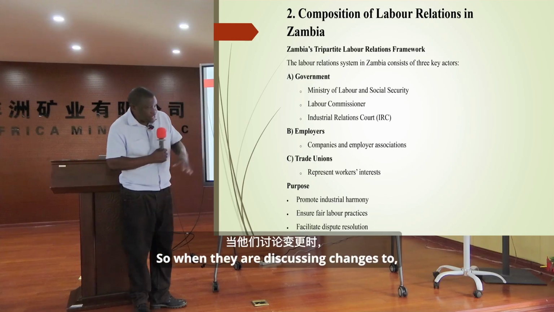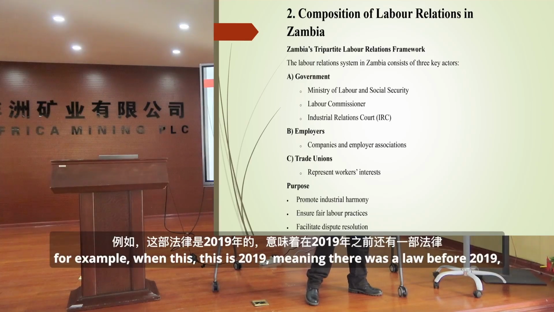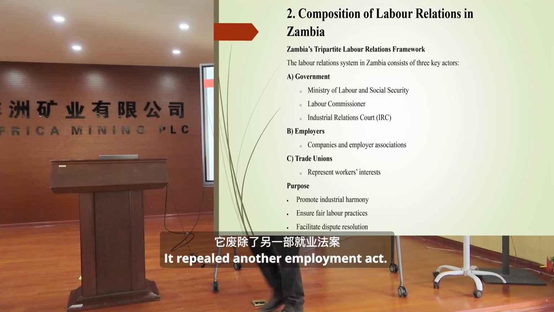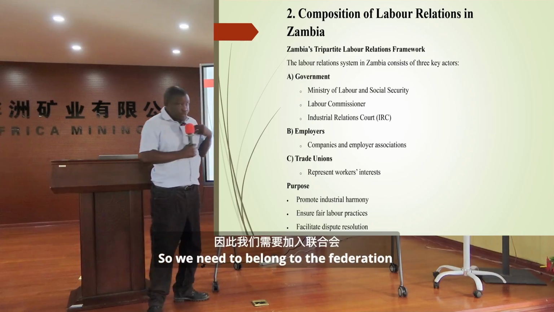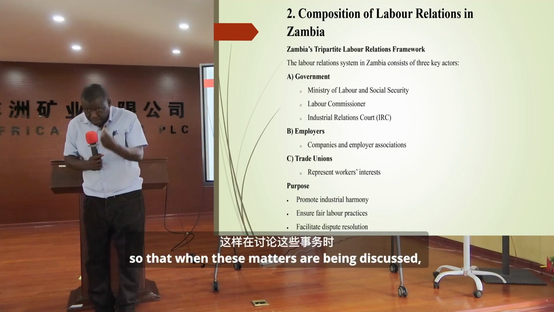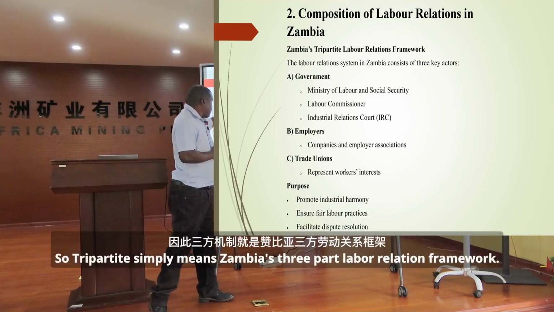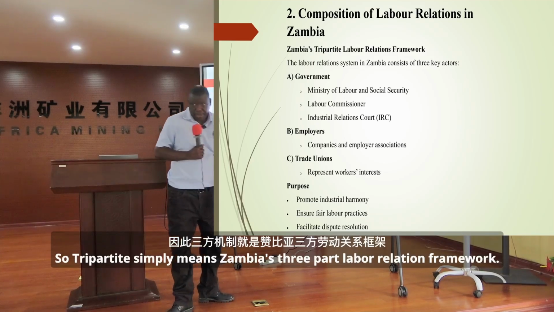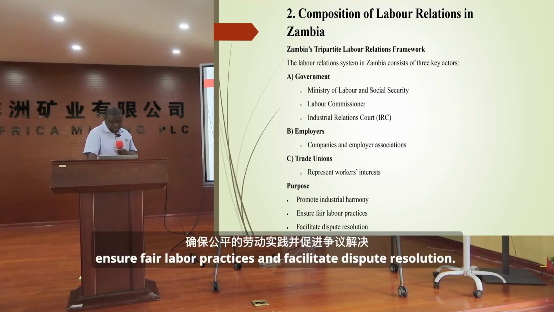So when they're discussing changes, for example, this law is 2019, meaning there was a law before 2019. This one only came into being in 2019 and repealed another employment act. Government will call the employer associations. So we need to belong to the federation so that when these matters are discussed, they will not call an individual company but this federation. Tripartite simply means Zambia's three-part labor relations framework. Its purpose is to promote industrial harmony, ensure fair labor practices, and facilitate dispute resolution.